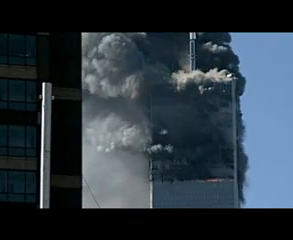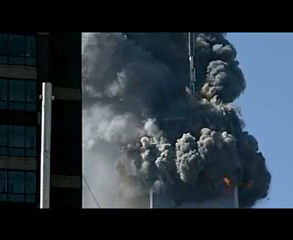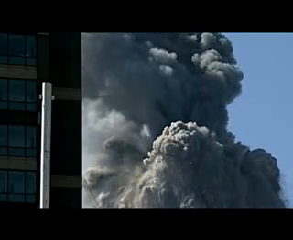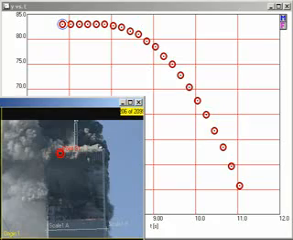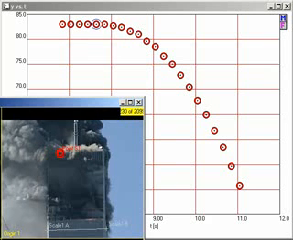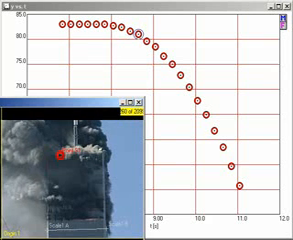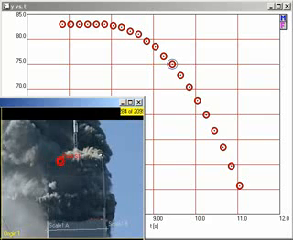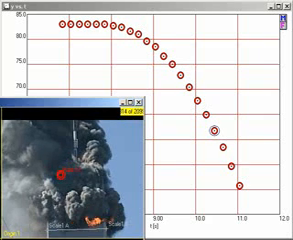This is the start of the collapse of World Trade Center No. 1, also known as the North Tower. We are here tracking the motion of the roofline at 0.2 second intervals through approximately 32 meters, or 8 stories. This graph shows the height of the roofline as a function of time.